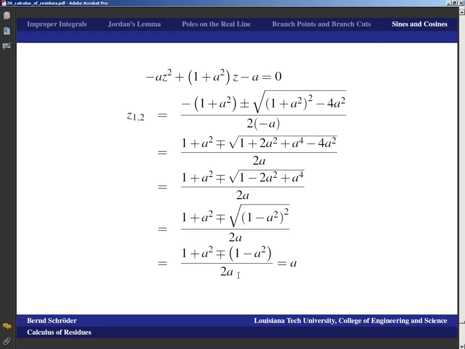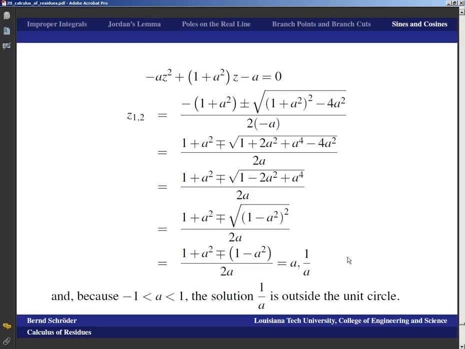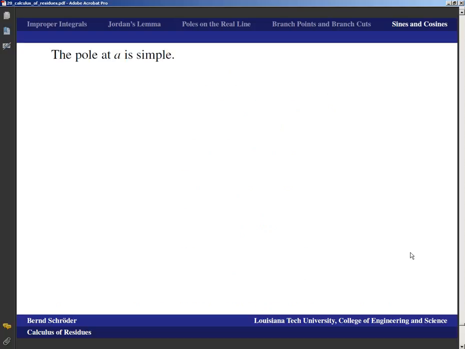And that would give us on one hand a, right? Because if we subtract, we get 1 minus 1, which goes away. a squared minus negative a squared gives us 2a squared divided by 2a, that's a. And we also get 1 over a, because when we add, we get 2 over 2a, which is 1 over a, because a squared minus a squared, of course, goes away in that case. And because a is between -1 and 1, the solution 1 over a is outside the unit circle. And that means we only have to worry about the pole at a.